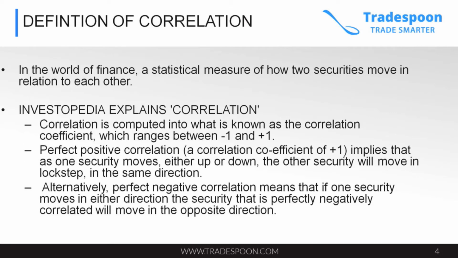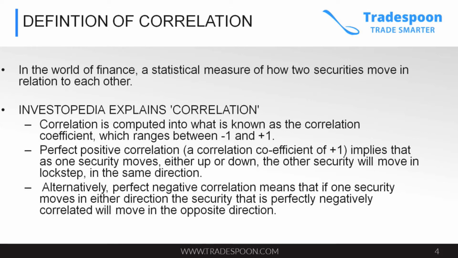In the world of finance, it is a statistical measure of how two securities move in relation to each other. You hear terms like covariance and modern portfolio theory. They all study correlations. And in order to predict stocks, you've got to correlate the stock to some index or some baseline. Wikipedia explains correlation as being computed into what is known as a correlation coefficient, which ranges between -1 and +1.